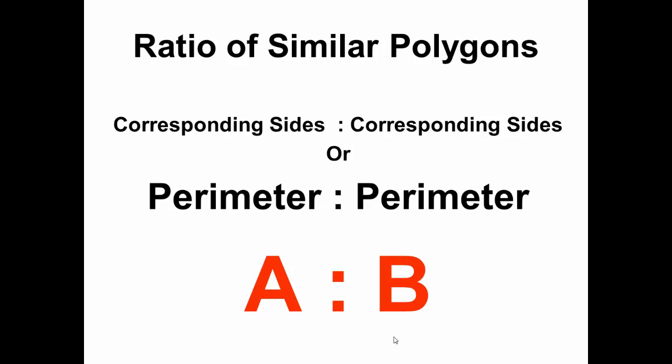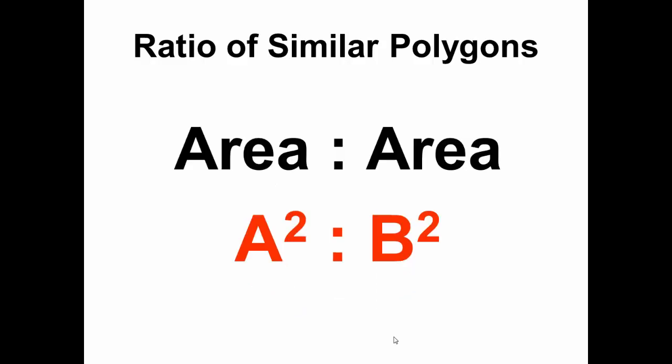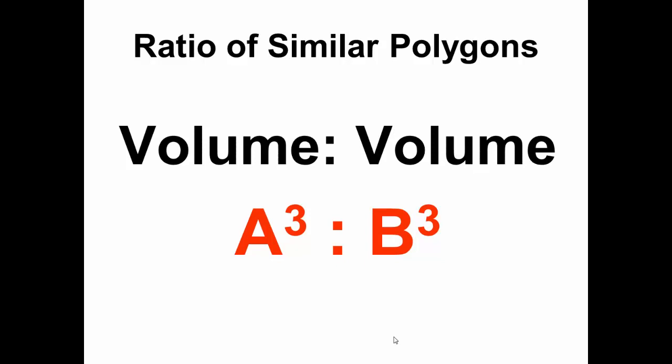When we're looking at the ratio of similar polygons, we are matching up their corresponding sides. You can also match up their corresponding perimeters, which is just the ratio of A to B. If I were to match up their areas, it would be the ratio of their corresponding sides squared, or their scale factors squared. If you were to write a ratio for their volumes, it ends up being cubed.